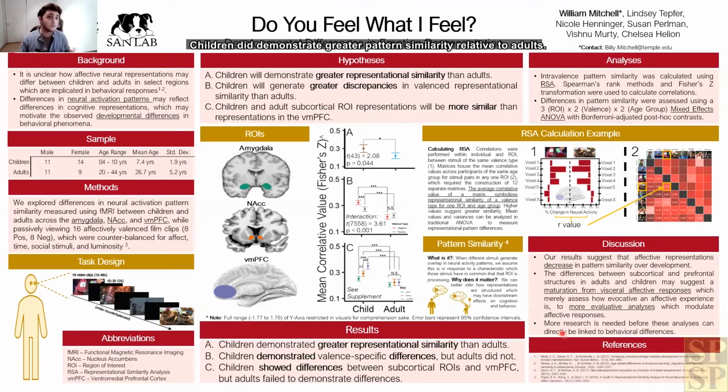Children did demonstrate greater pattern similarity relative to adults. Children also demonstrated greater negative pattern similarity relative to positive pattern similarity, an effect which was not mirrored in their older counterparts. And then lastly, adults demonstrated no ROI differences, while children demonstrated differences between the VMPFC and each subcortical structure. All results are also captured in the supplemental materials.